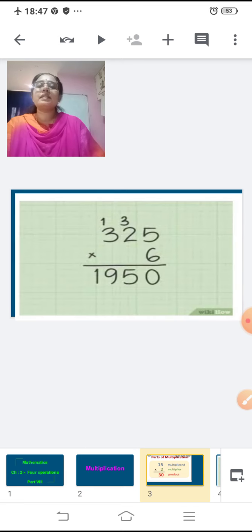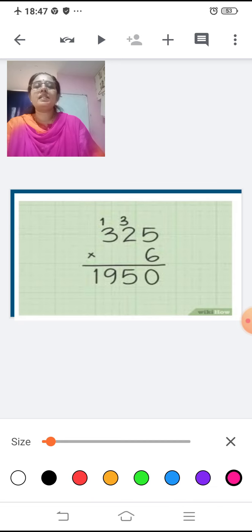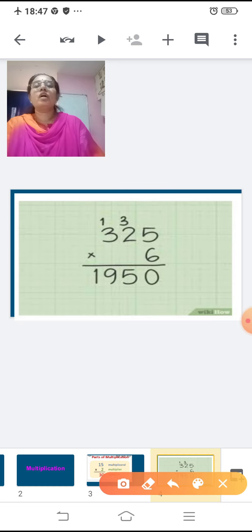Now in lower classes, children, you have already learned how to multiply a single digit and a two-digit number. Now in this slide you can see it is 325 multiplied by 6. Now here 5 6s are 30, 3 you carry to the tens place. 6 multiplied by 2 is 12, plus 3 gives you 15, 1 you carry to the hundreds place. 6 3s are 18 plus 1, that is 19.